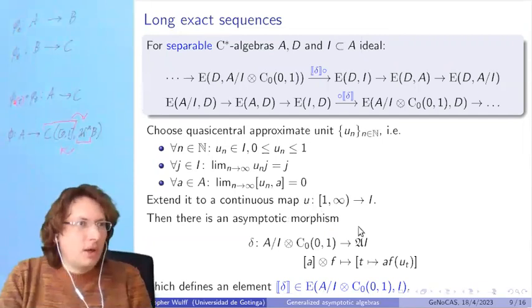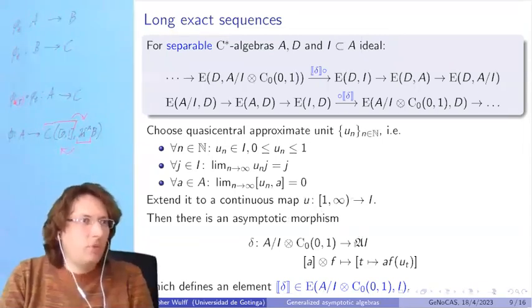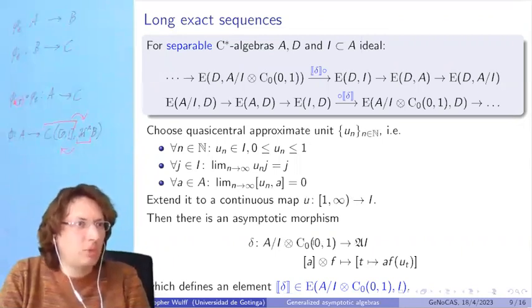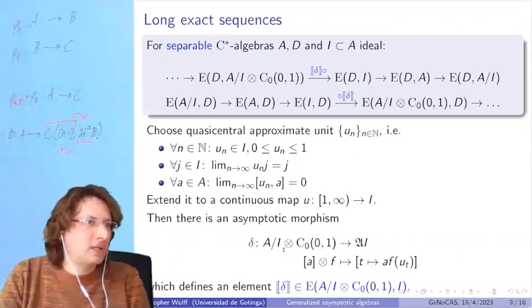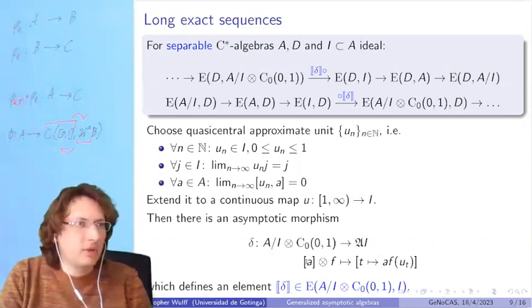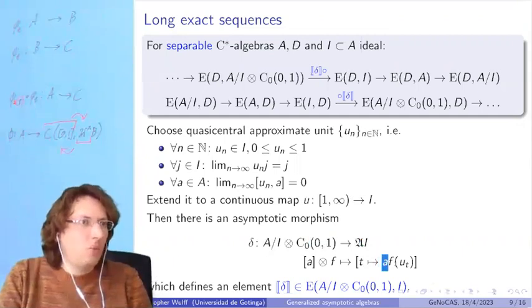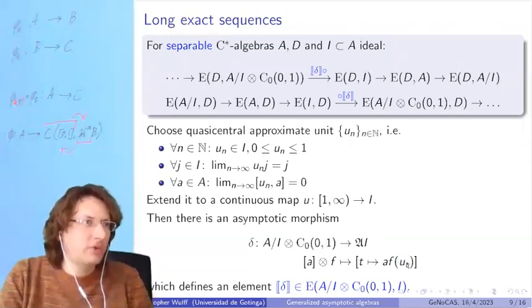Yeah, so right, and now we've got this continuous map here, and we construct this asymptotic morphism out of it, from the suspended quotient A modulo I tensor C0 of (0,1) into the asymptotic algebra of I. And how does this work? Well, we take the class represented by an element in A, the class of it in the quotient, tensor a function here, and what we do is we multiply A with, and now we use the function here to do functional calculus on this element u_t, which is of course between 0 and 1. So this is perfectly fine here.